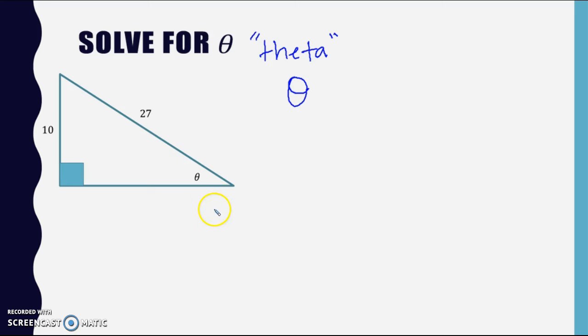Just like before, we have to figure out how our sides relate to our angle. Right, so here's my angle theta. This 10 is opposite the angle, and this 27 is opposite the right angle, so that's the hypotenuse. So I'm given the opposite side and the hypotenuse. Our trig function that works with opposite and hypotenuse is sine. Right, so sine equals opposite over hypotenuse.